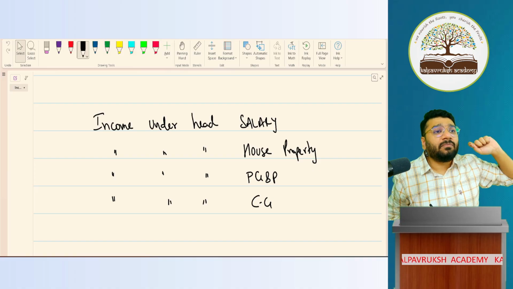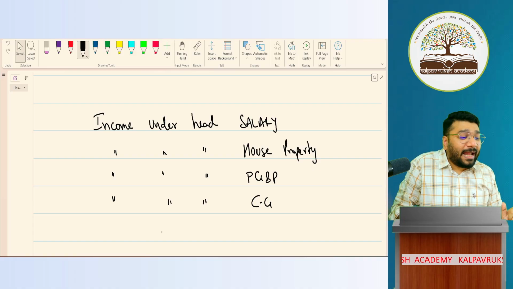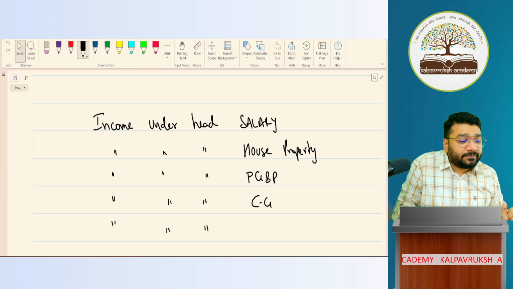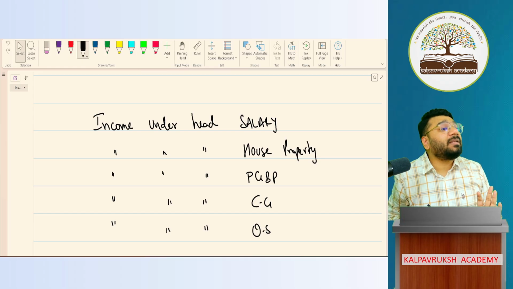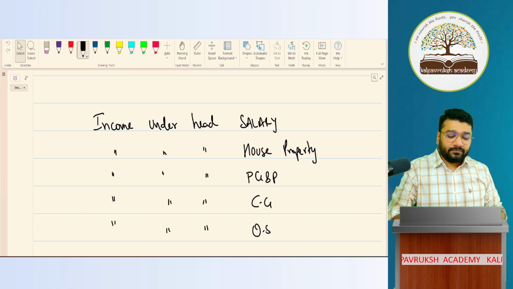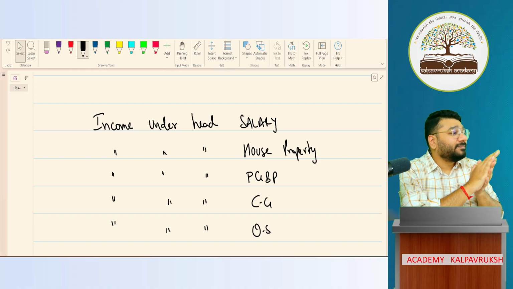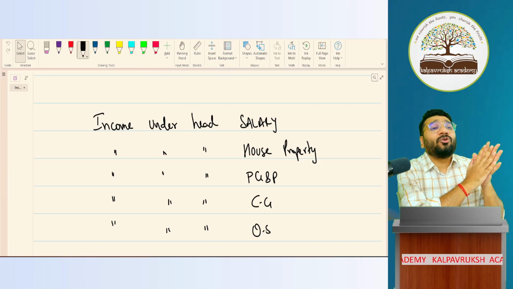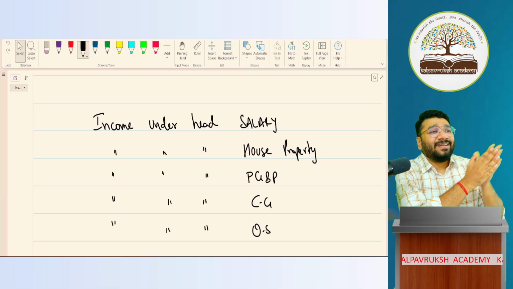But there is some income which I cannot put under these 4 categories. That goes to the last category, income under the head OS. OS stands for other sources. For example, I don't feel like teaching now, I want to go to Goa, to the casino. You know what a casino is? Gambling. I want to do gambling.